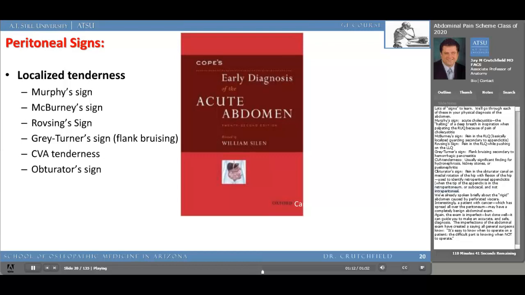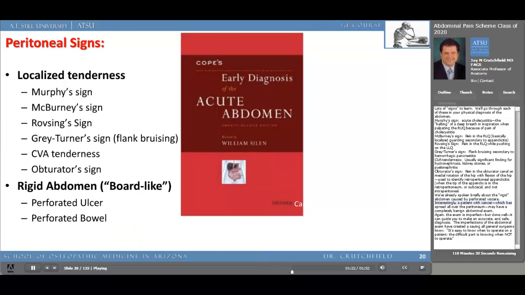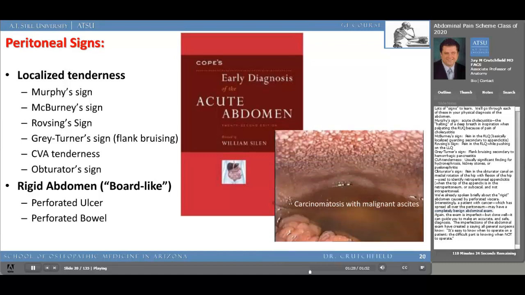Interestingly, a patient with cancer, which is spread all over the peritoneum, may have a completely benign abdominal exam. Again, the abdominal examination is imperfect, but done well, it can guide you to make an accurate and safe diagnosis. The imperfections of the abdominal exam have created a saying all general surgeons know. It's easy to know when to operate on a patient. The difficult part is knowing when not to operate.